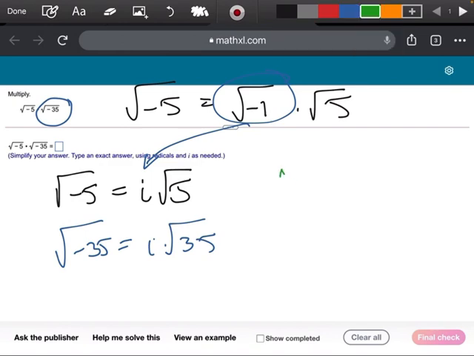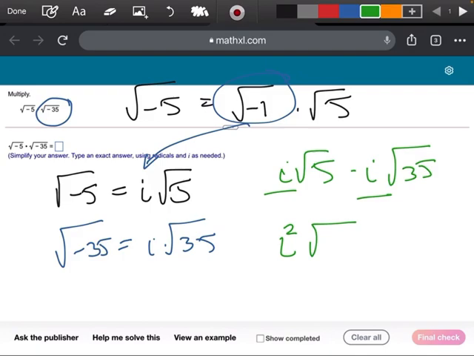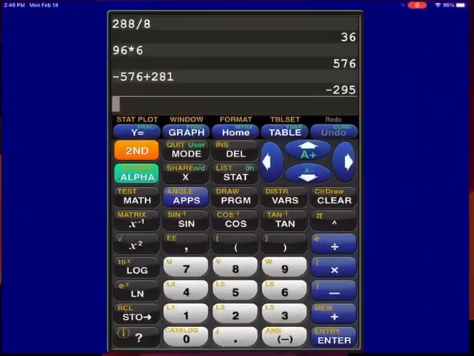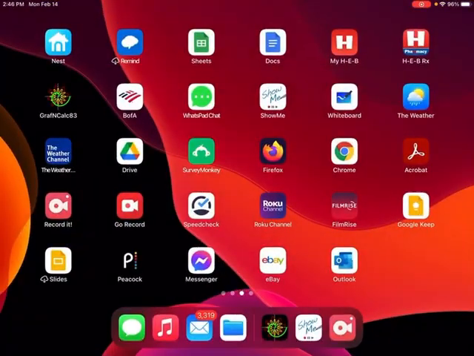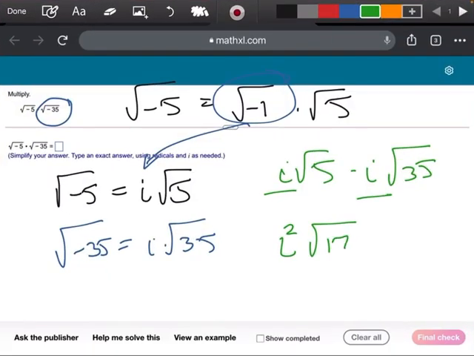So now, for my particular problem, we're going to take i square root of 5 times i square root of 35. So i times i gives me i squared. And I'm just going to take my calculator. So let's see. Let me clear this out. 5 times 35, 5 times 35 is 175. So 175. Now, remember, i squared, y'all, is defined to be negative 1.